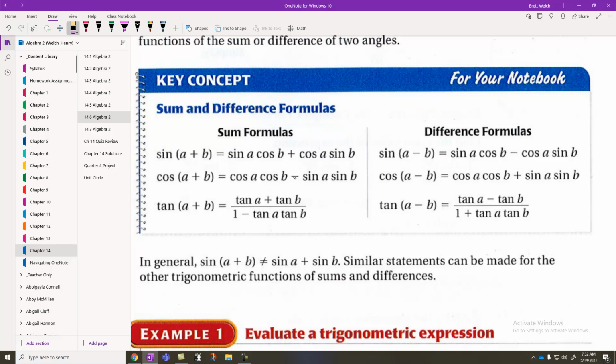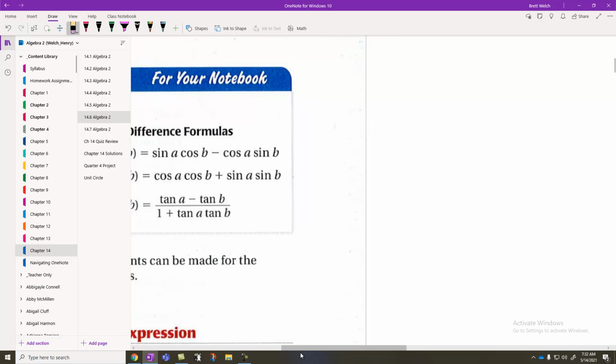And the tangent's trickier because, well, for one, we've got to know our tangents, and second, there's a fraction in here. So I'm going to take and do the tangent of 105 over here on the side.